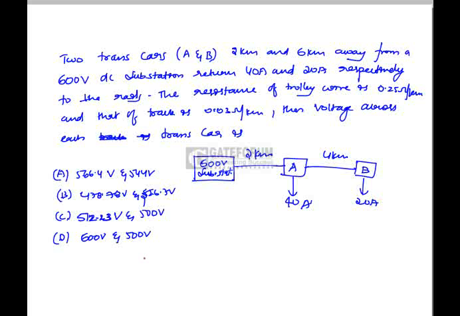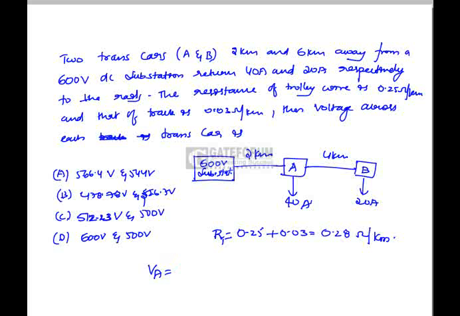Now he has given the resistance of the trolley wire as 0.25 and that of the track as 0.03. Now what is the total resistance here? 0.25 plus 0.03, which is equal to 0.28 ohm per kilometer. Now what is the voltage at trans car A? That is what we have to find, the voltage across trans car A and trans car B.